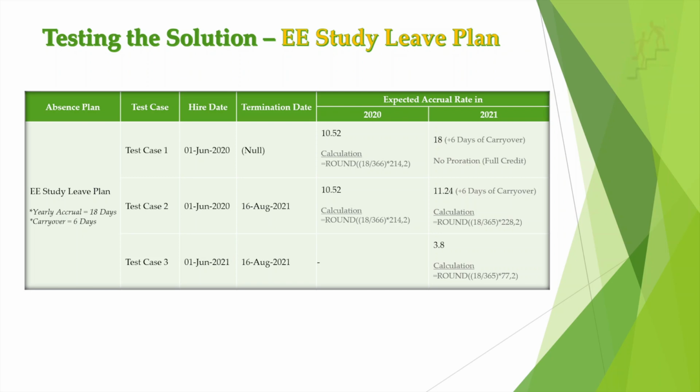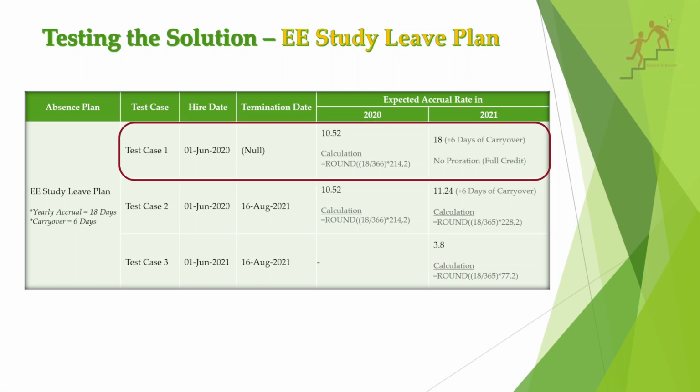Let's take a look and understand each test case mentioned here. In the first test case, the employee is hired as of 1st June 2020 and active throughout 2020 and 2021. There is no termination for this employee. We know the accrual calendar for this plan. It is a calendar year that starts from 1st Jan 2020, and as per the requirement, the accrual rate has to be prorated when the hiring or termination occurs during the accrual calendar.